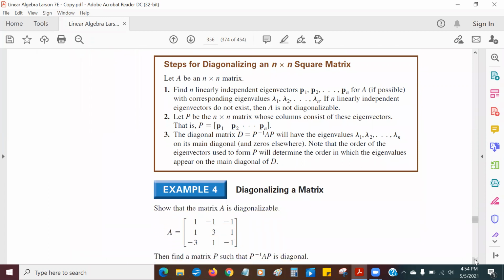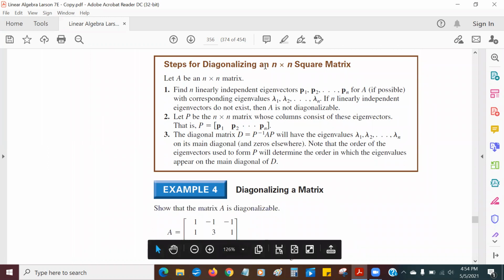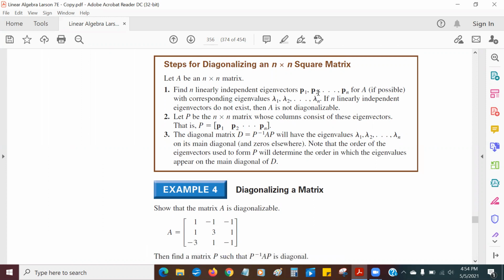So here are the steps for diagonalizing an n by n square matrix. You want to find n linearly independent eigenvectors, which is something we trained how to do, if possible. And you want to find the corresponding eigenvalues. If these independent eigenvectors don't exist, then we're done, because it's not diagonalizable. But if they do exist, find the eigenvalues and eigenvectors, and then press them all together into one big matrix P, which is the columns P1, P2, through Pn. This is a big square matrix, because P1 is a whole column, P2 is a whole column, Pn is a whole column.